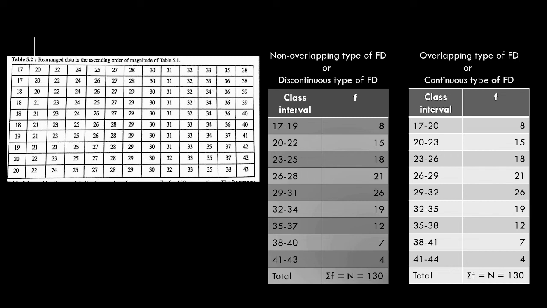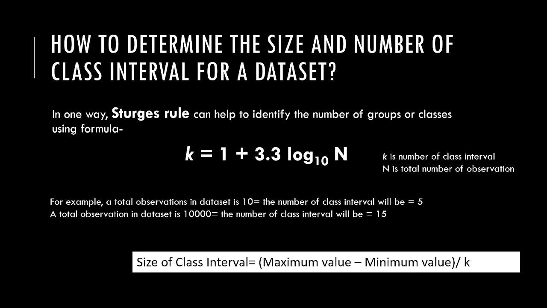There is no fixed pattern to determine the number of classes and the class width. But in one way, you can apply a rule known as Sturges' rule, which can help you identify the number of groups or classes using a formula. This formula is K equals 1 plus 3.3 log 10 n, where n represents the total number of observations. As per this rule, if you take an example of a total of 10 observations, the number of class intervals will be 5.